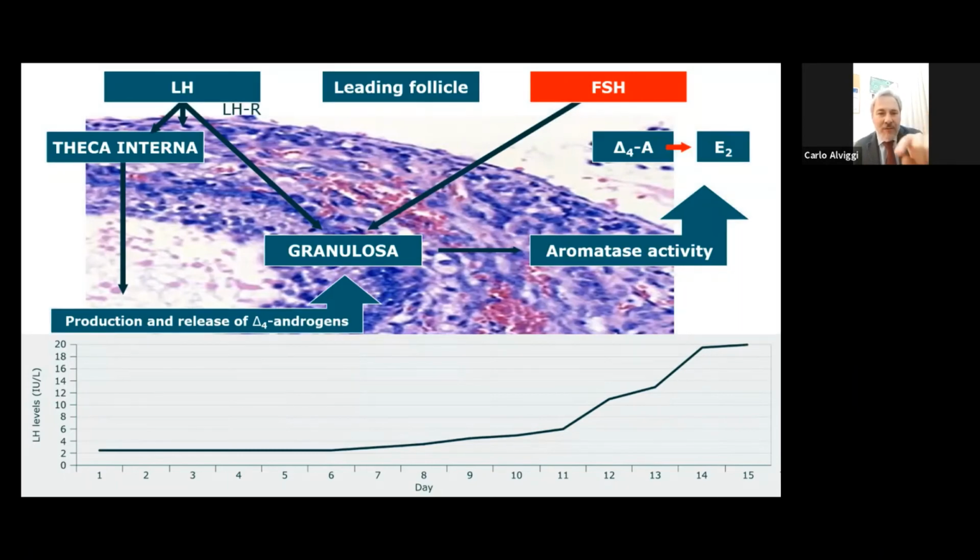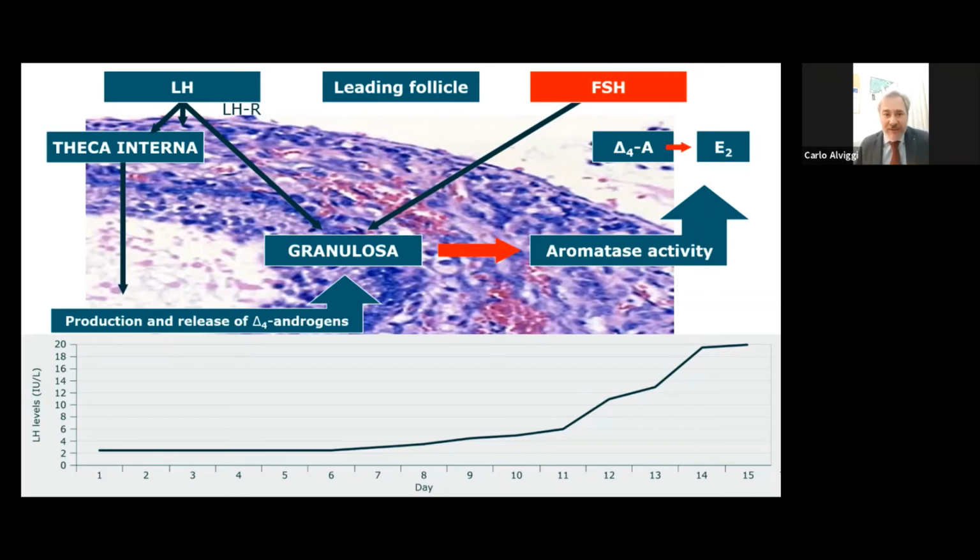If you have a look, LH works in theca cells, according to the classical system, continuously since the beginning of the menstrual cycle, but at any given stage of follicular genesis. In theca cells, androgens are produced and move to granulosa. In granulosa, androgens are converted by aromatase into estradiol, and the aromatase is under the control of FSH. So according to the classical model, LH works in theca, produces androgens, and FSH in the other compartment.